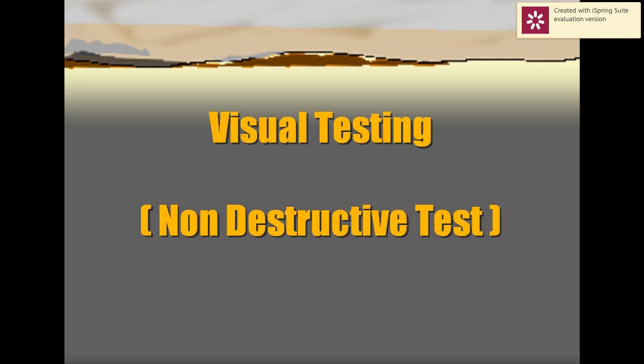Visual testing is one of the non-destructive testing methods. We saw visual testing before. What is a non-destructive test? Non-destructive testing is a group of testing methods where the quality of the product is evaluated without reducing the usability of the component after testing. Various types of NDT methods are available. Generally, we use visual testing, liquid penetrant testing, magnetic particle testing, radiography testing, and ultrasonic testing.